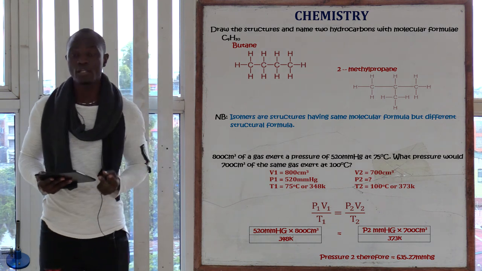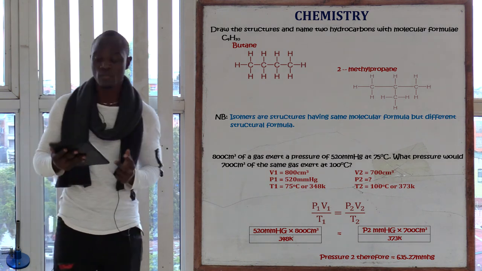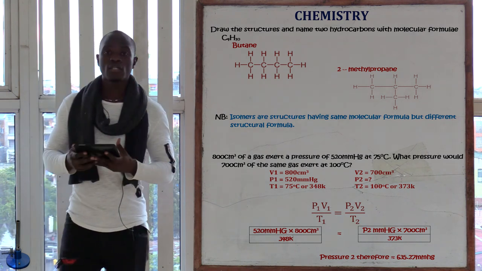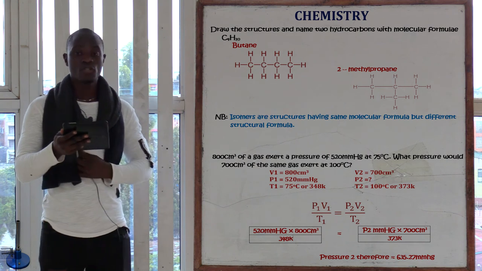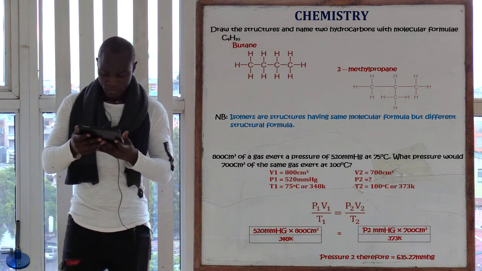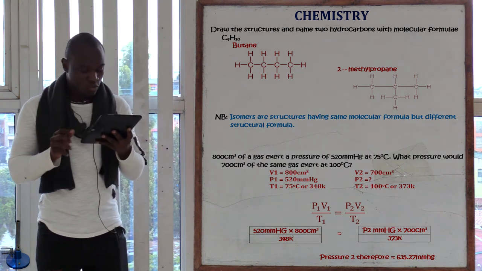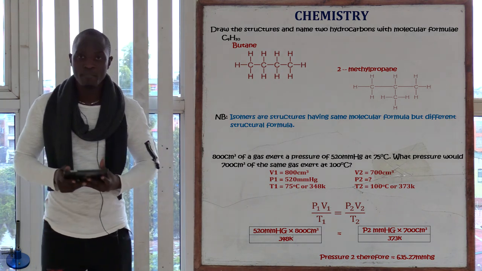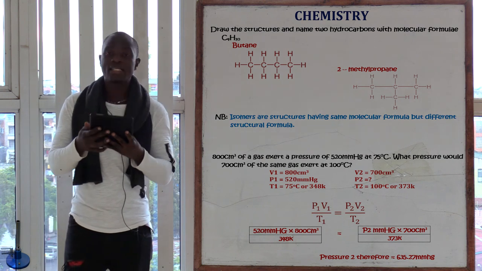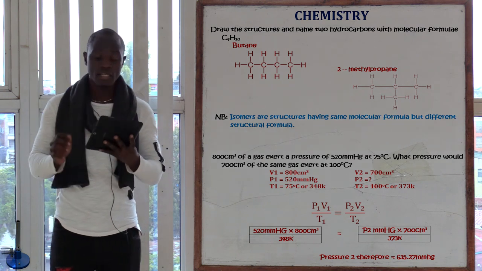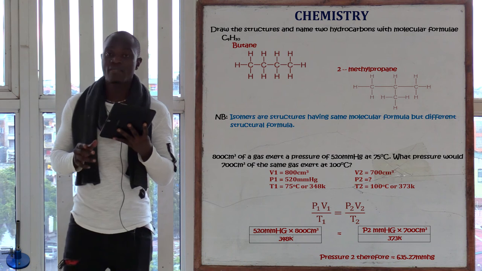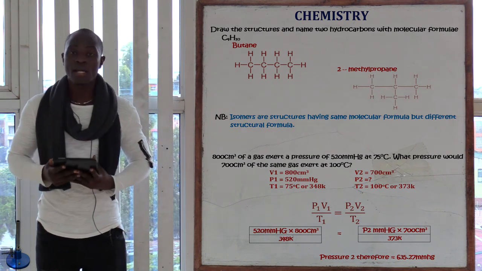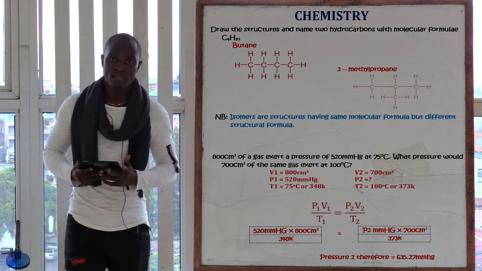So butane has only 2 isomers. Only 2 isomers, and those are the 2 isomers for butane. The next question is asking: 800 centimeters cubed of a gas exert a pressure of 520 millimeters of mercury at 75 degrees Celsius. What pressure would 700 centimeters cubed of the same gas exert at 100 degrees Celsius?